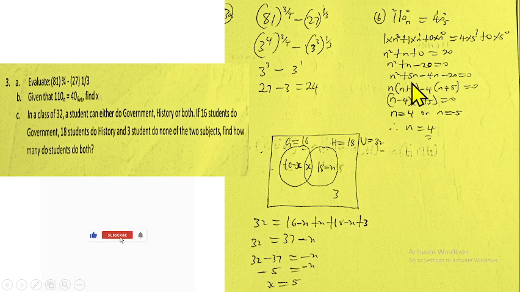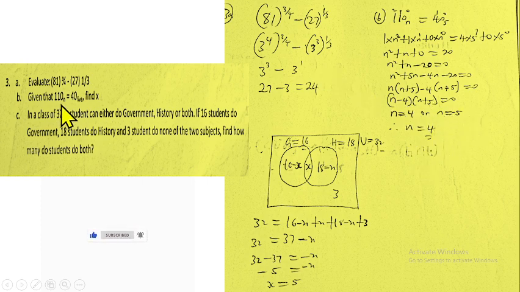You have n squared plus 5n minus 4n minus 20 equal to 0. Factorize. n is common here, into n into n plus 5. Minus 4 is common, so you have minus 4 into n plus 5 equals 0. So n minus 4 and then n plus 5 equals 0. In this case, our n will be equal to 4 or n equals minus 5.